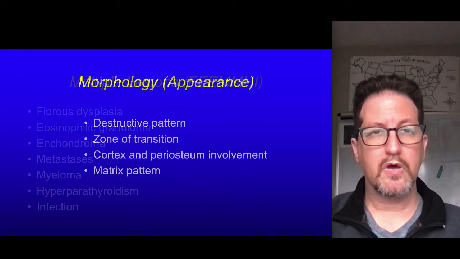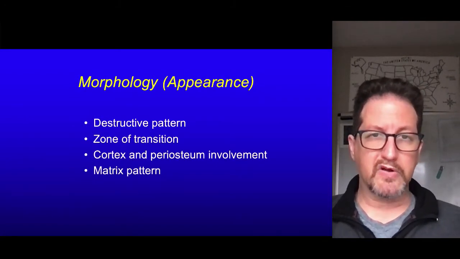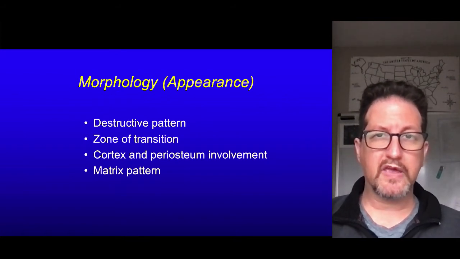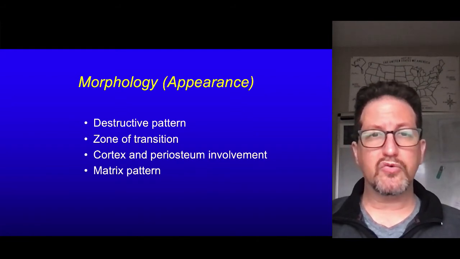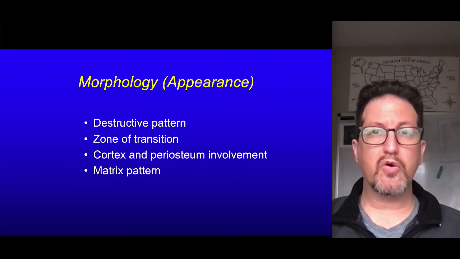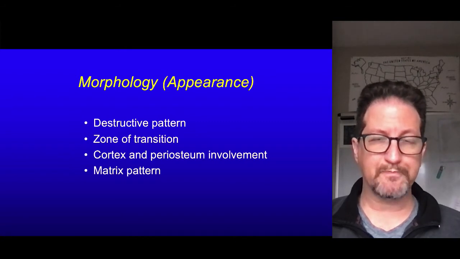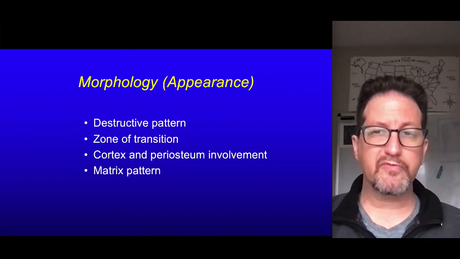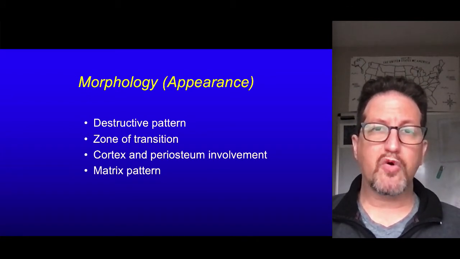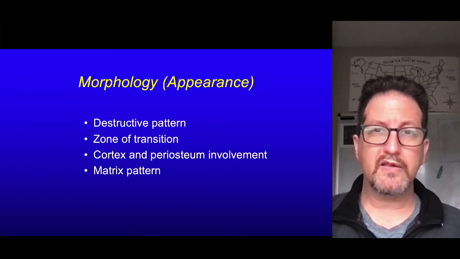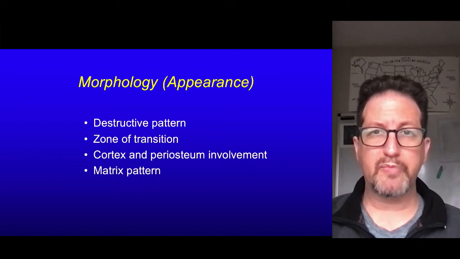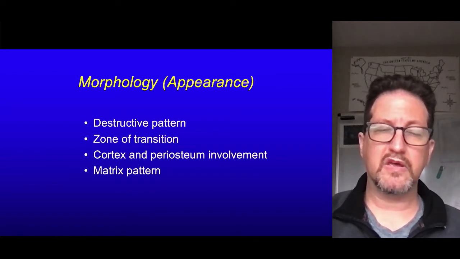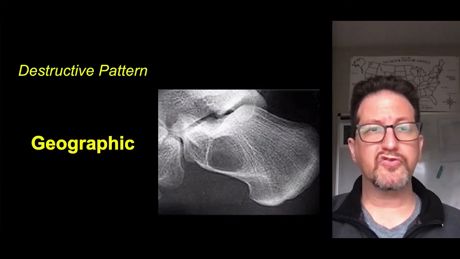So, okay, now let's talk about the appearance. This was the third and sort of larger thing that we were going to talk about, and this is really going to tell you a lot of the information that you're going to use to make decisions for your patients. So we're going to look at the destructive pattern, the zone of transition, the involvement of cortex and periosteum, and then in some cases the pattern of the matrix, or the material inside the tumor itself. So let's start with the destructive pattern.